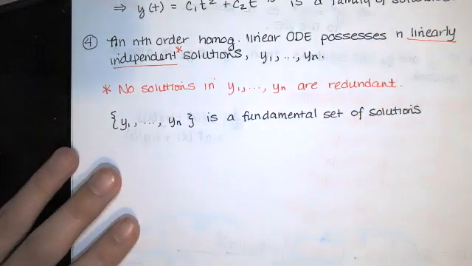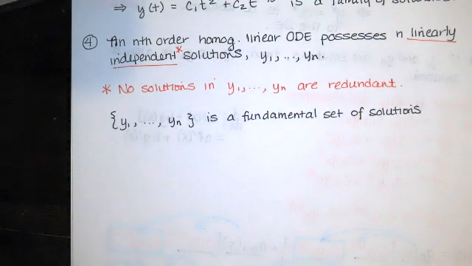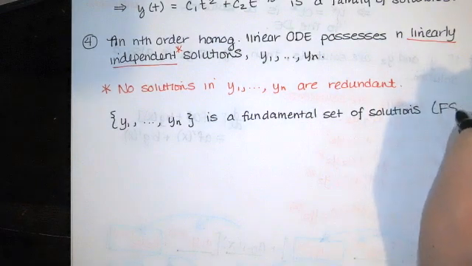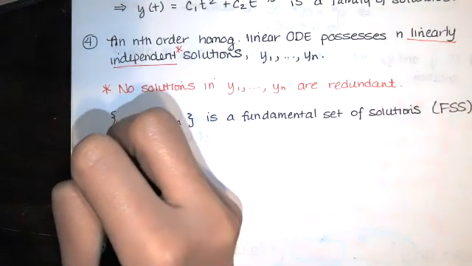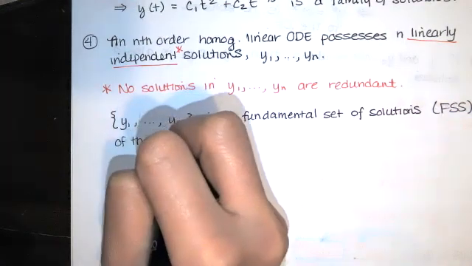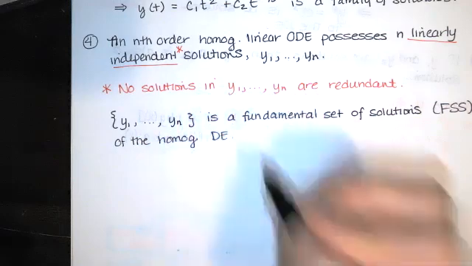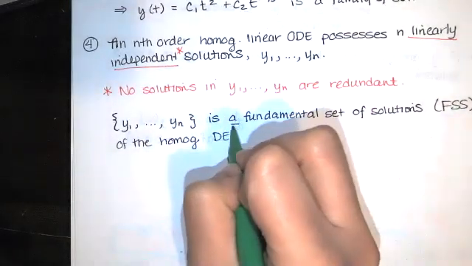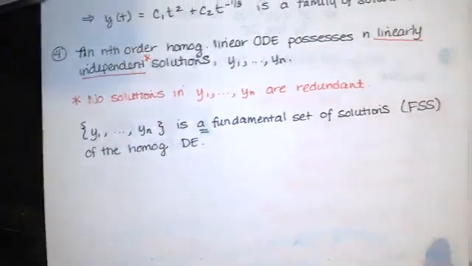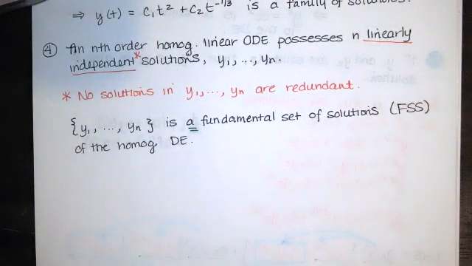So this set y sub 1 through y sub n is called a fundamental set of solutions, which we'll abbreviate FSS, of the homogeneous linear ODE that we were talking about. I'm saying a fundamental set of solutions because these are not unique. You could use a different linearly independent set of solutions. As long as you had n of them and they were linearly independent, that would work as well.